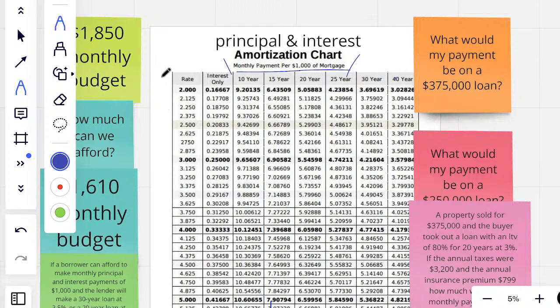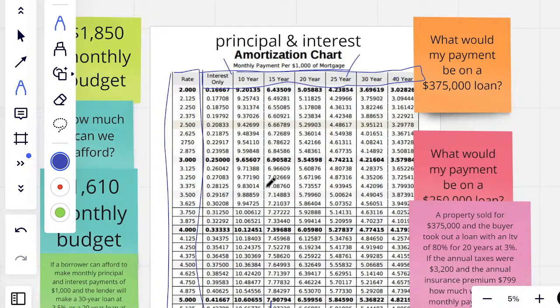So let's talk about how you find that monthly payment per $1,000 of a mortgage. Your interest rate is right here, okay? Your interest rate is right there. Above and going across the top is the term of the loan. So the term of the loan could be an interest-only loan, a 10-year loan, a 15-year, 20-year, 25, 30, or 40-year loan. When it comes to the questions, they will tell you the term and the rate.